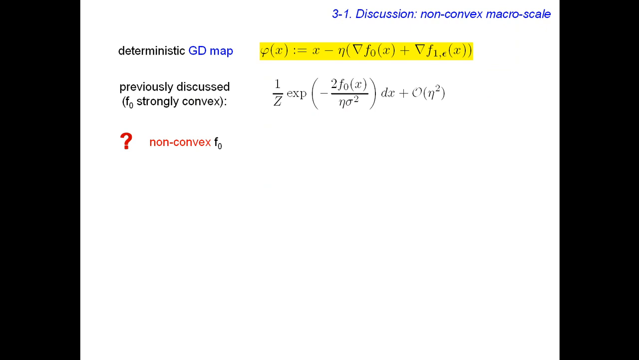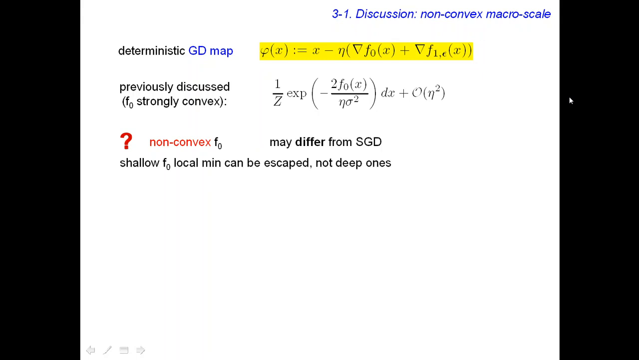But of course people may ask, well, maybe mathematically that's nice, but in practice not all losses are going to be convex. That's true, but I want to emphasize again that I only require the macroscopic part of the loss to be strongly convex. The overall behavior, however, is still non-convex for this result to apply. But nevertheless, let's also talk about non-convex macroscopic potential.